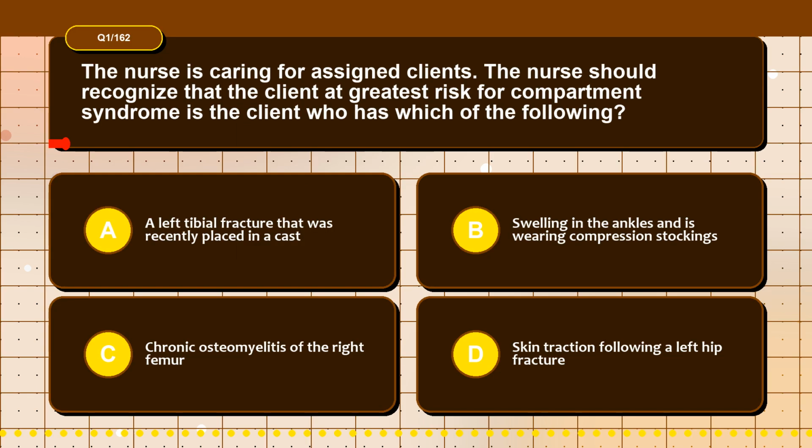Question 1. The nurse is caring for assigned clients. The nurse should recognize that the client at greatest risk for compartment syndrome is the client who has which of the following? Here are the options. Option A. A left tibial fracture that was recently placed in a cast. Option B. Swelling in the ankles and is wearing compression stockings. Option C. Chronic osteomyelitis of the right femur. Option D. Skin traction following a left hip fracture.